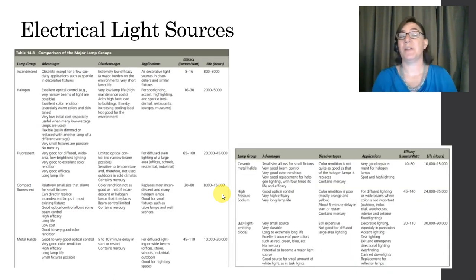So to sum up our discussion of these different electrical light sources, I bring your attention to table 14.8 in your textbook, which has a great comparison of the different lamps, their advantages and disadvantages, the applications where you might want to use these lamps, their efficacy, and their lamp life. I'm not going to go through all this now. It's very small on the screen, but I'd like you to please take a look at that in your textbook.